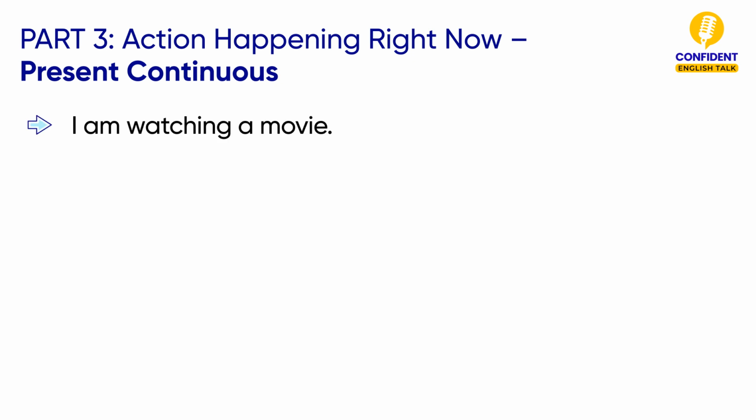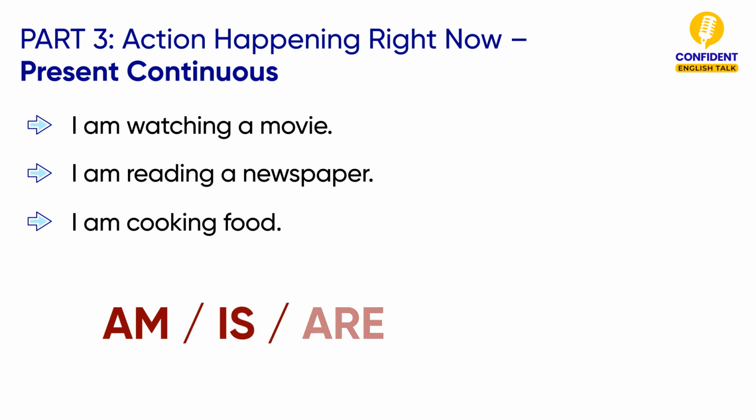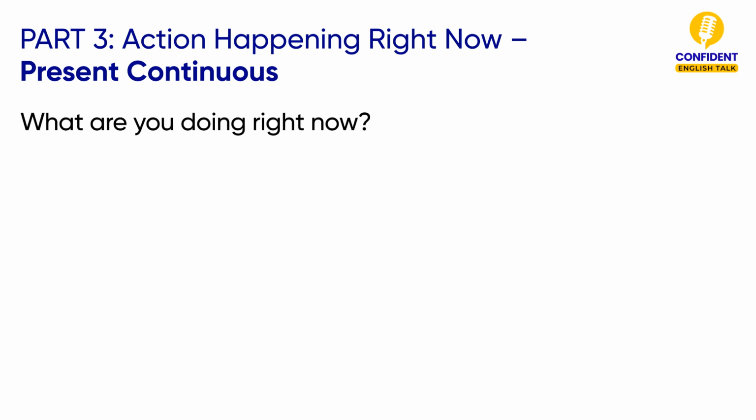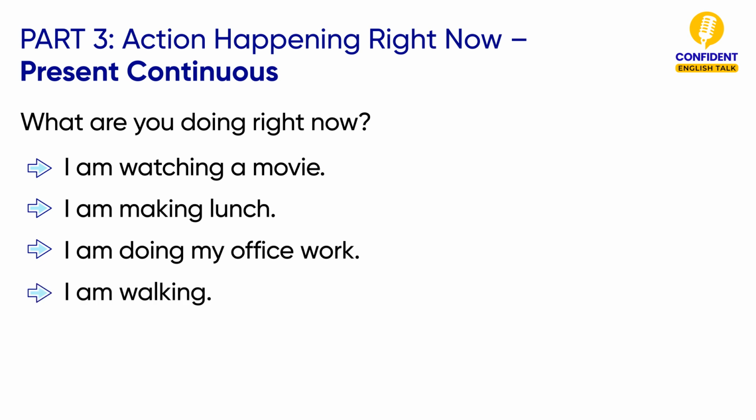Now listen to these sentences. I am watching a movie. I am reading a newspaper. I am cooking food. These actions are happening right now. When an action is happening at this moment, use am, is, are, plus verb, plus ing. Examples. If someone asks, "What are you doing right now?" you can say, "I am watching a movie." "I am making lunch." "I am doing my office work." "I am walking." Remember, no s, es, ies with ing form.